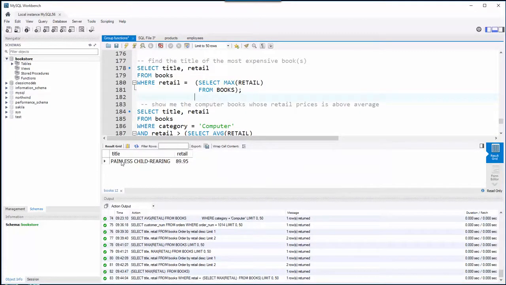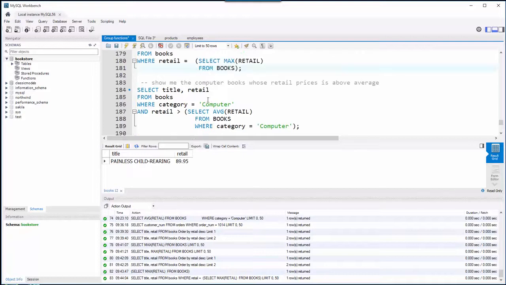So now when I run it, there happens to only be one book, but there's the title and there's the price. So this is an example of a subquery in a where clause. Next week we'll start learning about putting it in the having clause and the from clause and the select clause, but just today we're introducing the concepts. So let's do another one.